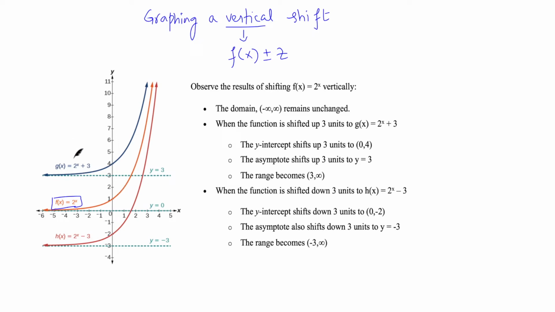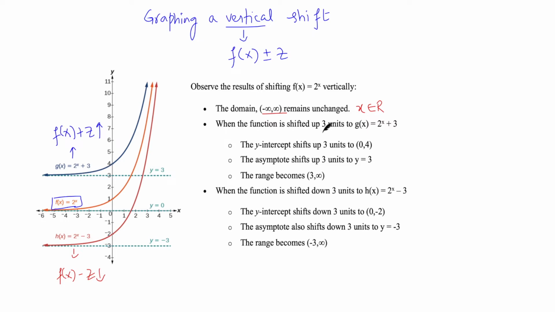This graph is f of x plus z. So when you add a constant, the graph moves z units upwards. And this graph is f of x minus z. When you subtract a constant from the function, the graph moves z units downwards. So let's have a look at the characteristics of each graph. The domain remains unchanged. When you have a vertical shift, x belongs to all real numbers is your domain. All values of x will satisfy all these graphs. Whenever you have a vertical shift, please remember this.